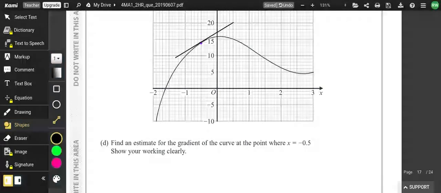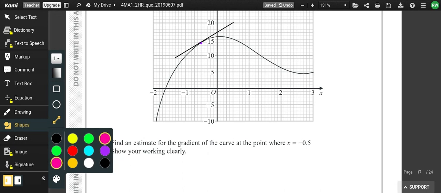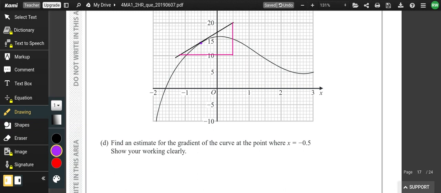Okay, and then we work out the rise over run. So work out how much it goes across, how much it goes up, and that's an estimate of the gradient. How much does it go up? It goes from about 10 to 20, so it's going up by 10, and it's going across by 1.5.